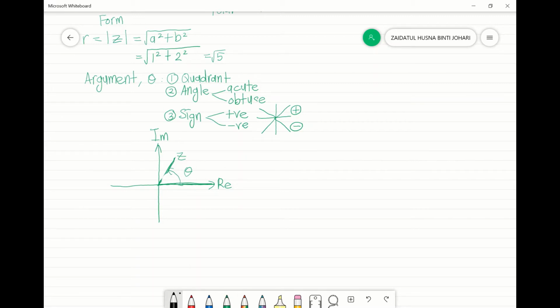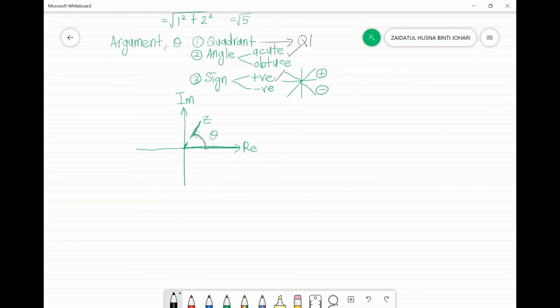So based on the three steps just now, we can determine that our complex number is located in the first quadrant. You can see that the argument here is less than 90 degrees, or less than pi over 2 in radian, so it is an acute angle. And because it's located above the x-axis, our angle is going to be positive.